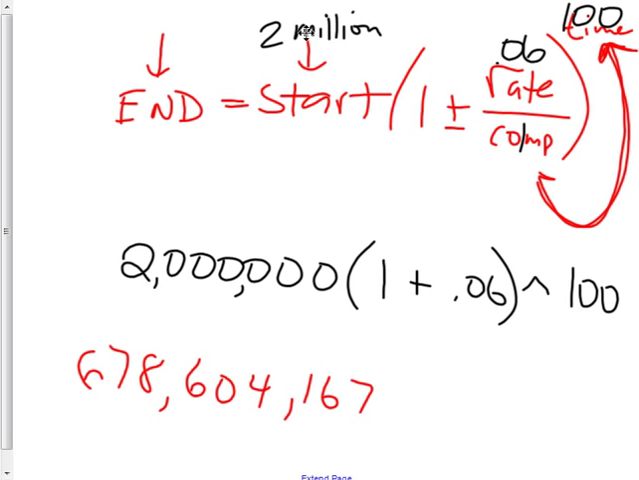What else? Yes? I have a question. Okay, what's your question? Wouldn't the value of the dollar have an effect on it? That's a very good point. The value of the dollar. So in other words, this might be $678 million, but 100 years from now, isn't a cheeseburger going to cost you like $100? Okay, that's a good point. But it's still a lot of money. You know what I mean? It's $678 million instead of $2 million.